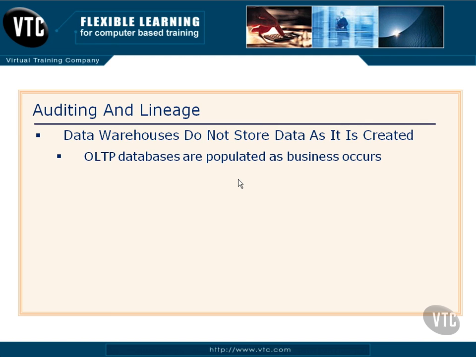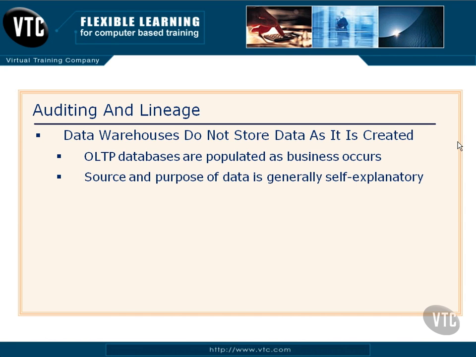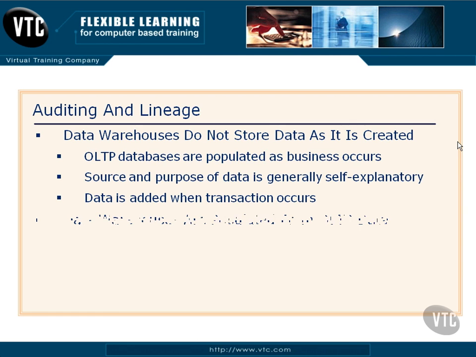So our OLTP, online transaction processing databases, are populated as business occurs, and the source and purpose of that data is generally self-explanatory. If I look into the products table in our OLTP database, then the data in that table is generally self-explanatory based on the columns that are there and so forth. If I look into the table that has our sales numbers, it's probably going to be self-explanatory. And data gets added when a transaction occurs. Pretty straightforward. I can look at the rows. One complete row is one complete transaction, right?